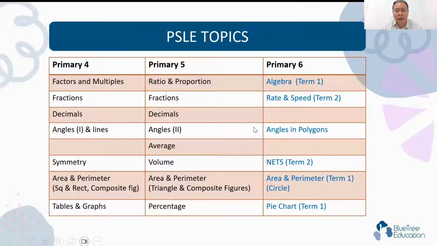Under heuristics, we also have equal beginning, equal change, equal end. This will give you a more detailed breakdown of the primary 4, primary 5, and primary 6 concepts, which will touch a lot on algebra and also ratio concepts, mainly fractions, ratio, and percentage.